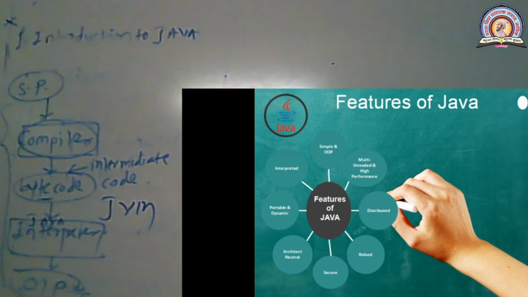Then portable and dynamic we have already discussed, and finally it is interpreted. The Java programming language is interpreted. It requires an interpreter, the Java interpreter, which finds out the meaning of each statement and immediately executes it. So these are the features of Java.